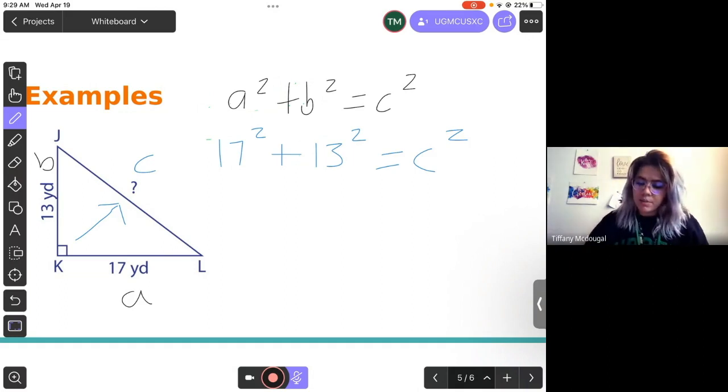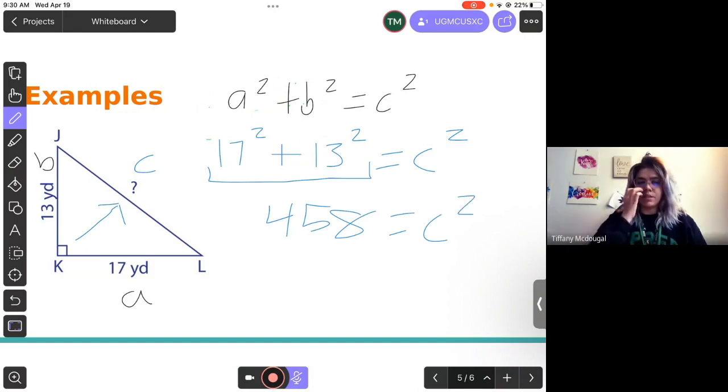Now what I'm going to do here is I'm going to simplify this part in my calculator because that's just an expression I can solve out. So 17 squared plus 13 squared, according to my calculator, simplifies to 558. And again, bringing down what I have left on the other side.